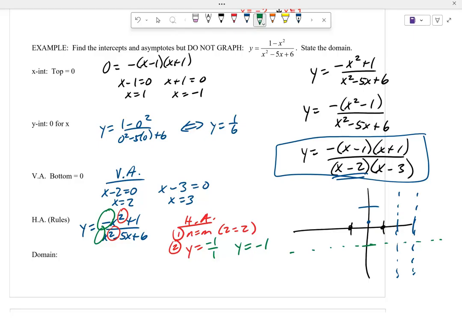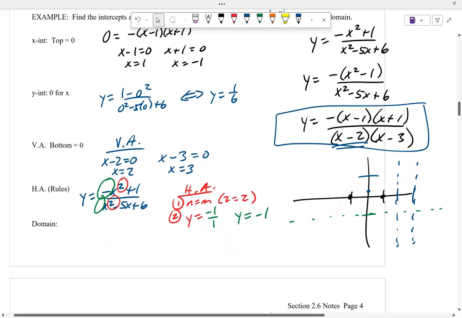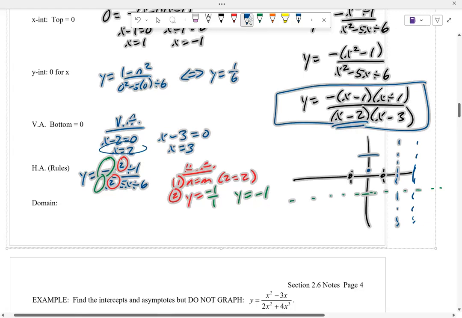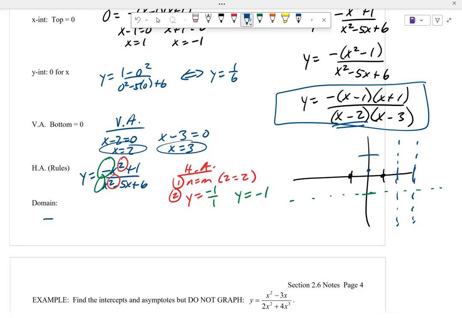And then my domain will be all reals except for where it hits my vertical asymptote. I won't hit the vertical asymptote. So everything except for the 2 and the 3. So I'm coming from -infinity up until 2, and then between 2 and 3 is fine, and then after 3 is fine. So again, notice I have the interruptions at those vertical asymptotes for this rational function.